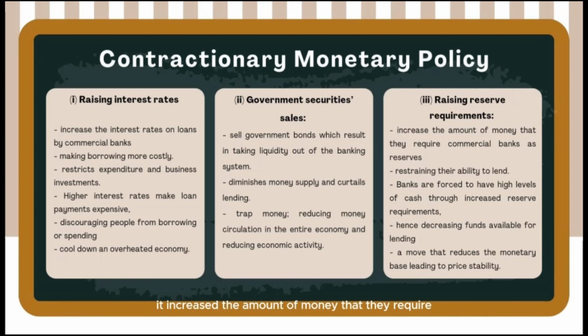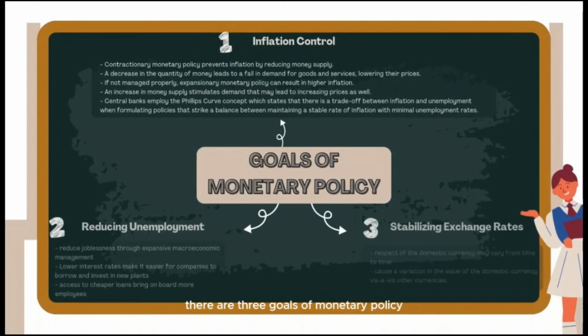It increases the amount of money that commercial banks are required to hold as reserves. By restraining their ability to lend, banks are forced to have high levels of cash through increased reserve requirements, hence decreasing funds available for lending. There are three goals of monetary policy.